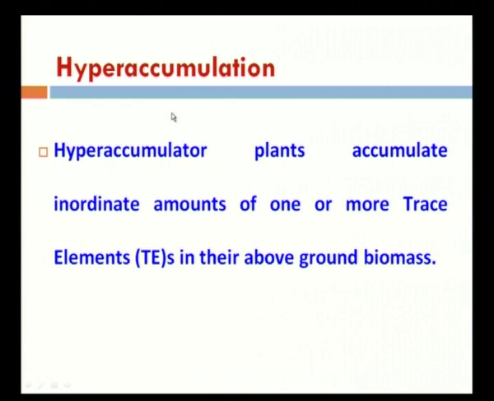And then comes hyperaccumulation. Hyperaccumulator plants accumulate inordinate amounts of one or more trace elements in their above-ground biomass. See, we have already discussed this. When these minerals and materials go into the atmosphere, land or water, they are taken up by the plants and accumulate in the plant bodies, and when the animals eat the plants, the minerals get into the animals. That is called bioaccumulation.